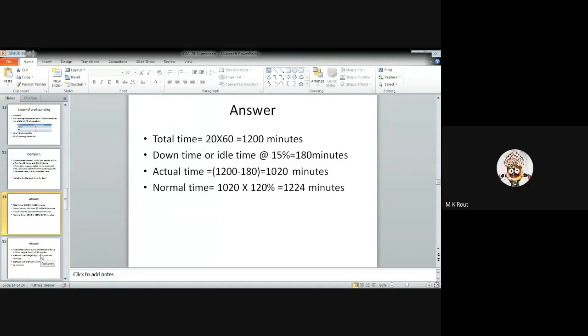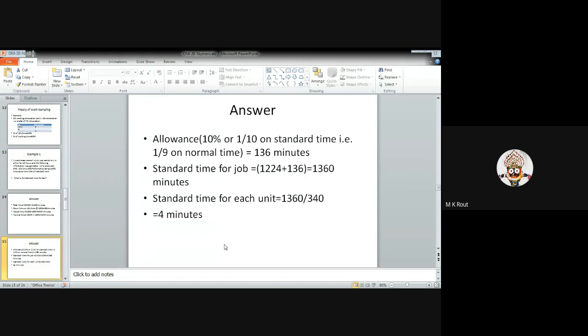Moving to the next one. The next step is allowances, that is given 10%, or this is the formula statement, specially with reference to calculating the allowances. I repeat, allowances that is given 10% or 1 by 10 on standard time, that is 1 by 9 on normal time. So what is the 1 by 9 on normal time? That is 0.11 into your normal time, which is given as how much? 1224. If you multiply it, it is just a minute.